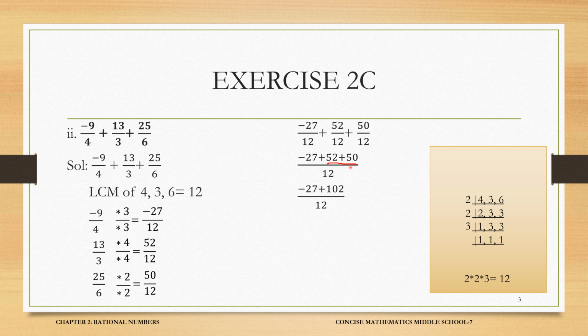50 plus 52 is 102. Now one is having a positive sign, the other is having a negative sign. Put the bigger number's sign, that is 102 is the bigger number and it has a plus sign. So just put a plus sign and subtract it. You will get 75 by 12. I hope you understood this. Let's move on to the third one.